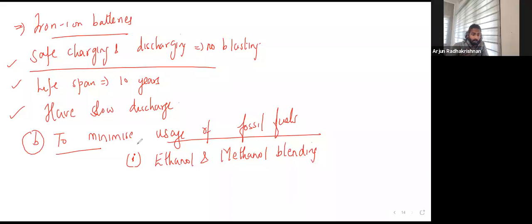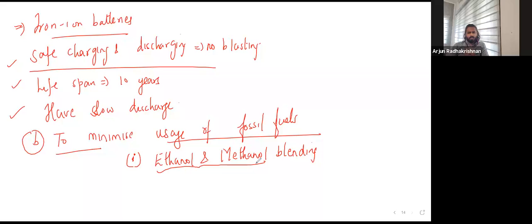This ethanol and methanol can basically be manufactured domestically. We can manufacture it in India itself. So this will make petrol and diesel cheaper. That is the first use. Second, it can be blended easily with petrol and diesel. Third, it is a complete burning fuel. It will completely burn, so it will be a cleaner fuel. So that is why we are going for ethanol and methanol blending.